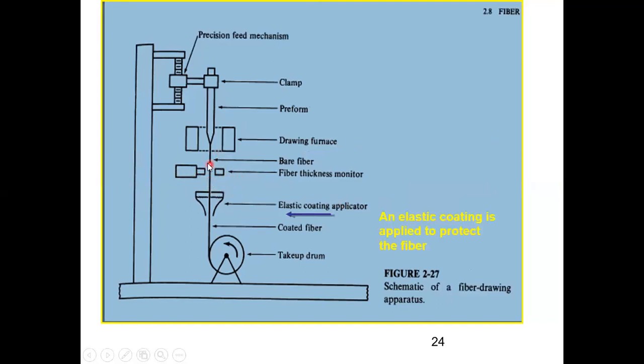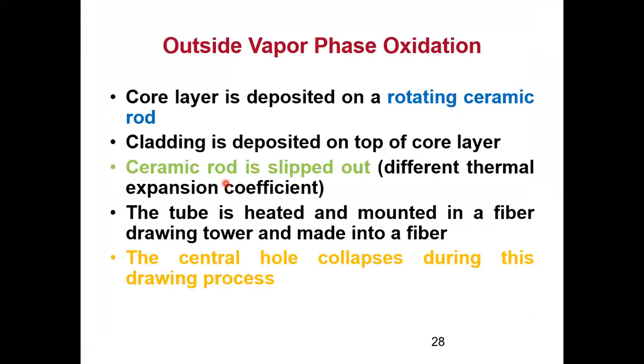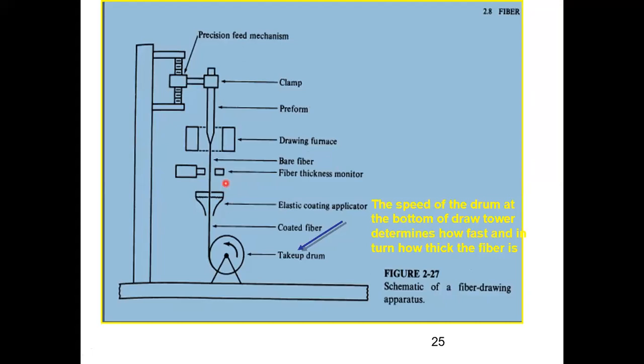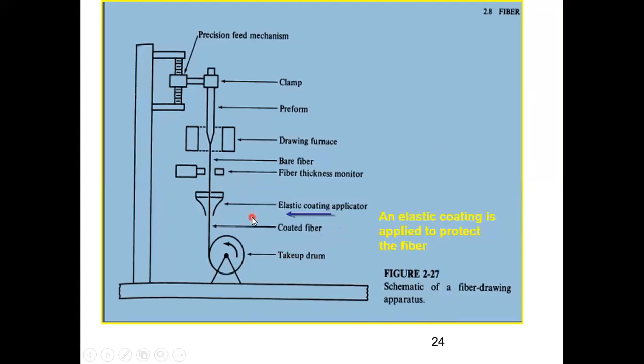Now, why I apply the elastic coating is to protect the fiber from any moisture or any contaminants, etc. And remember, this whole thing also will be enclosed in some area so that external कुछ contaminants ये fiber के ऊपर न आए, because here the fiber is bare. Okay, so this is how, and then just a moment, the speed of the drum.